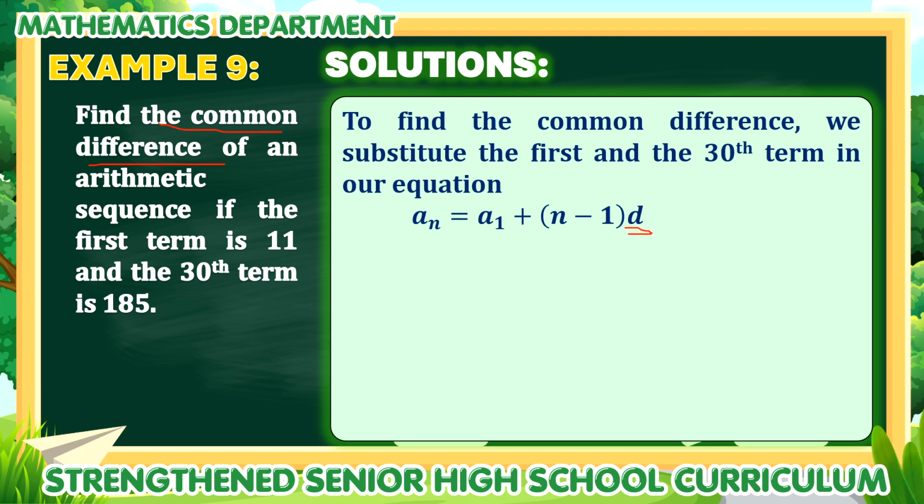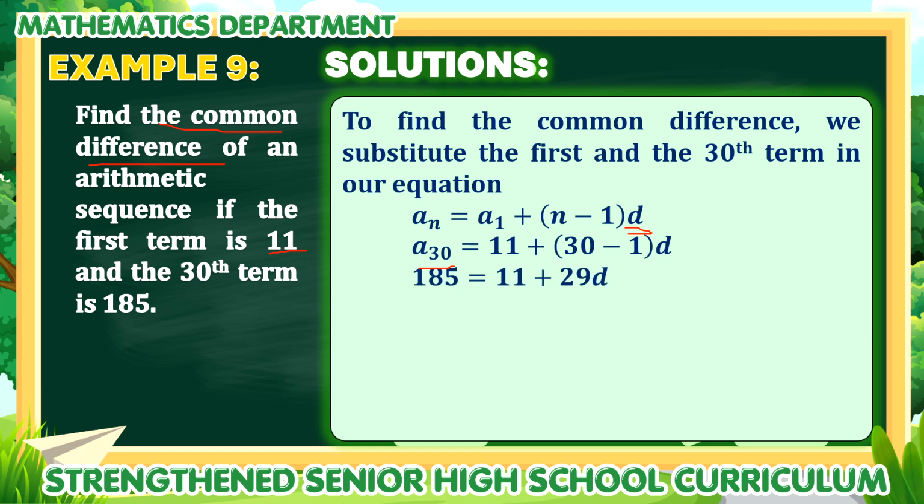So since we're looking for our common difference given the 30th term, we have here a sub 30 is equal to a sub 1, which in this case is 11, plus 30 minus 1. By simplifying this, we know that our a sub 30 is 185. So that's 185 equals 11 plus 30 minus 1, which is just 29, so this is 29d.